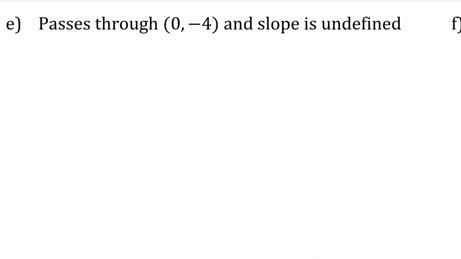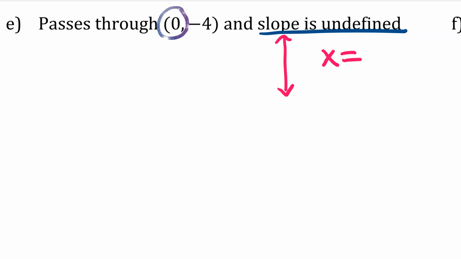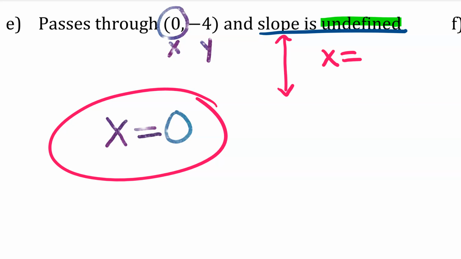Passes through 0, -4, and the slope is undefined. So if my slope is undefined, I know that my line looks like this, right? So that means I'm going to have an x equals line. If I'm looking at my point, 0 is the x coordinate, right? Because every point has an x and has a y. So all I have to do is say x equals 0, okay? This part where it says slope is undefined, it does not mean that there is no line or like the line's undefined. I get that common mistake a lot, so make sure that you're still doing x equals.